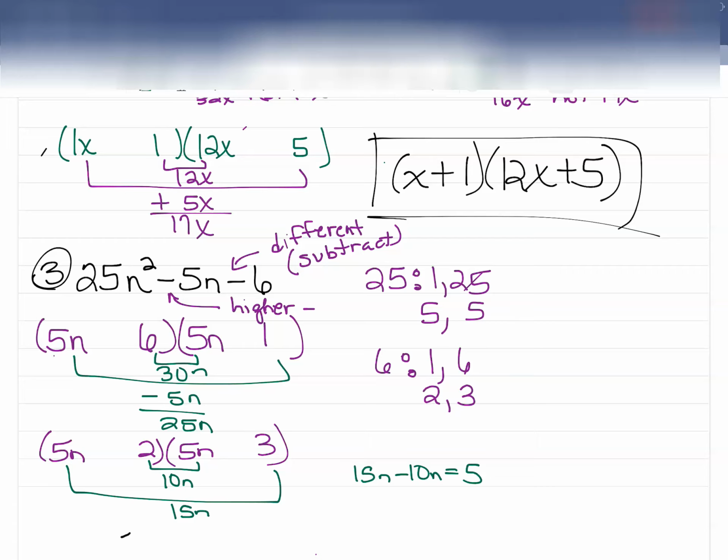So now I deal with my signs. The higher needs to be the minus. So the 10 is high. I'm sorry, not the 10. The 15 is higher than the 10. So I need the 15 to have the minus, which makes the 10 have the plus. The higher is 15, so the 15 gets the minus, which makes the 10 have the plus.